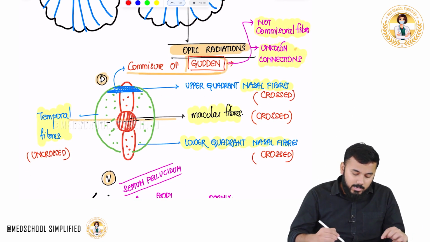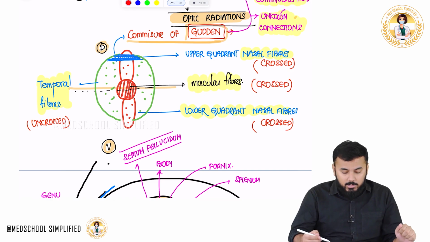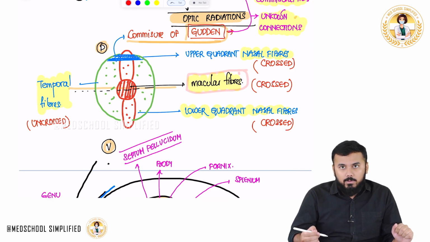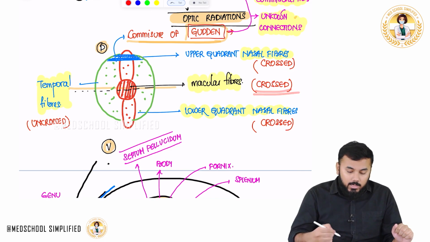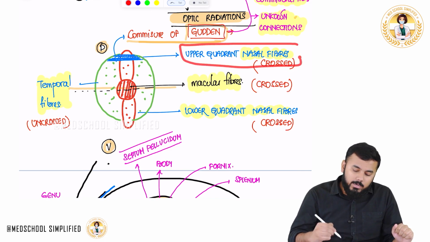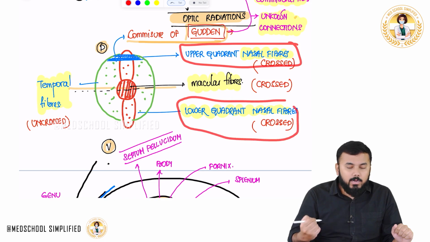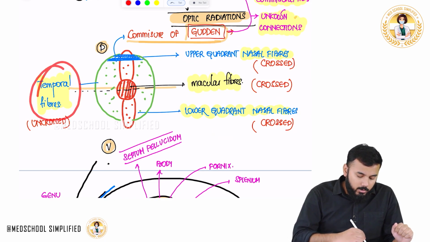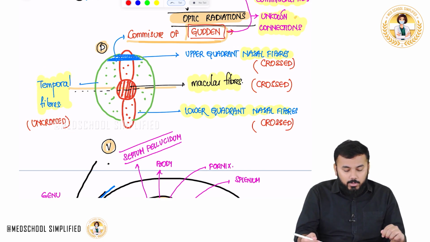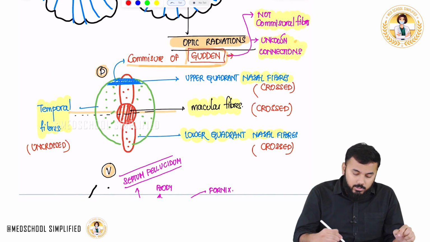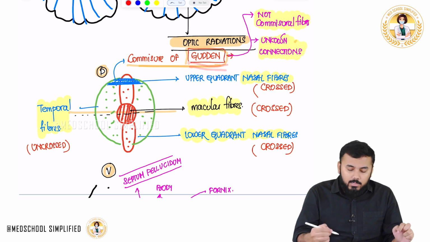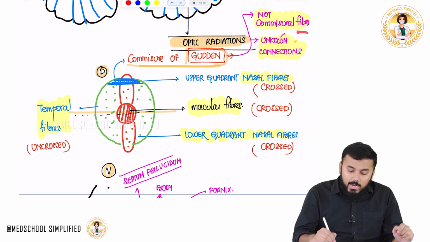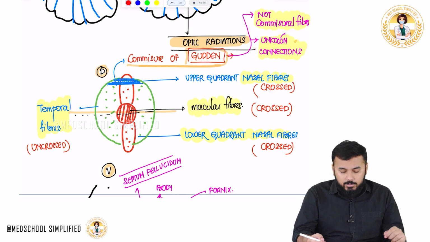Next important thing is that if you look at this structure over here, these are called the macular fibers in the center, which are crossed. Above this, there are upper quadrant nasal fibers, down here lower quadrant nasal fibers. These two are also crossed. Next, here you have the temporal fibers which are uncrossed. Okay, and down here you have a commissure called the commissure of Gudden. This commissure of Gudden is not a true commissural fiber, and they have unknown connections.